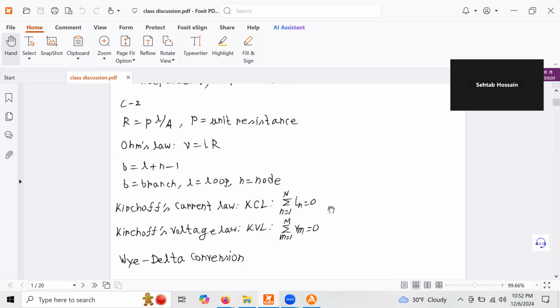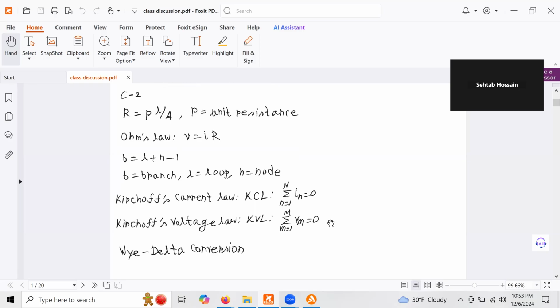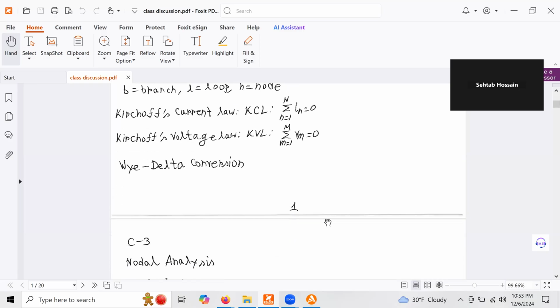Then we learned about Kirchhoff's current law, KCL. The current entering a node and exiting a node sum to 0. And for Kirchhoff's voltage law, the voltage across a closed loop will be 0. Then we learned about Y-delta conversion.